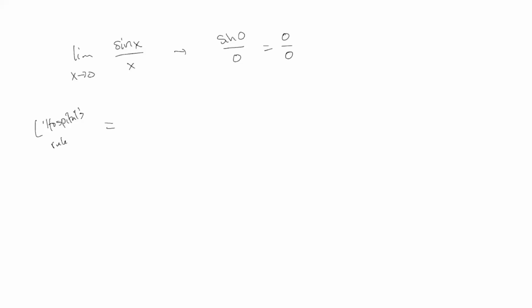The way you do it is you just take the derivative on the top and the bottom. So you get the limit as x goes to 0. Taking the derivative on the top, derivative of sine is cosine, and on the bottom is 1. If you want to simplify a little bit, this is just cosine of x. Now I can plug in x equals 0, and I get cosine of 0, which is 1, and that's the answer. So in this case, this 0 over 0, the answer ended up being 1.